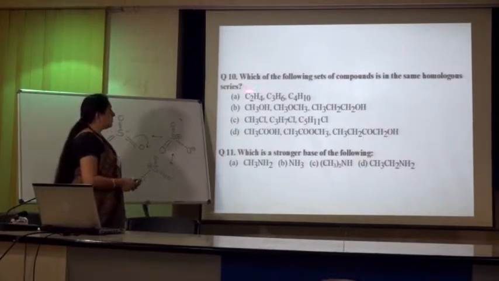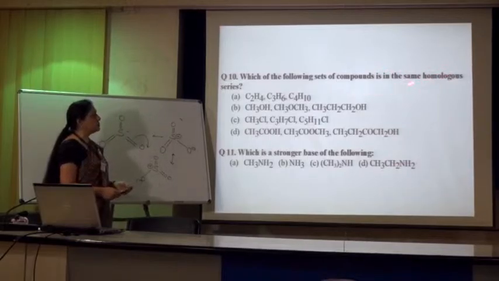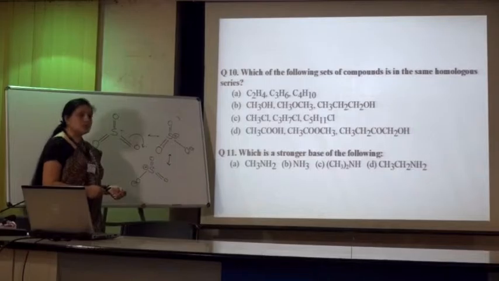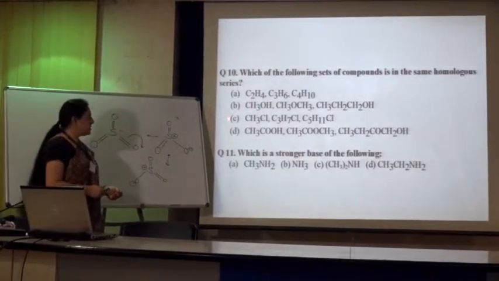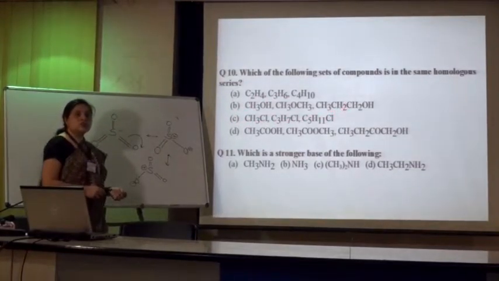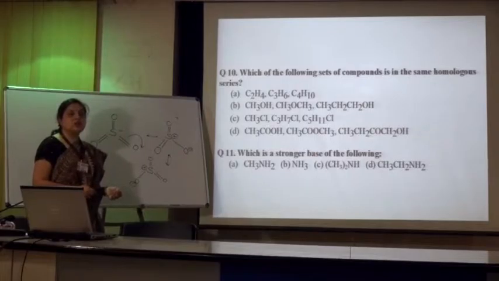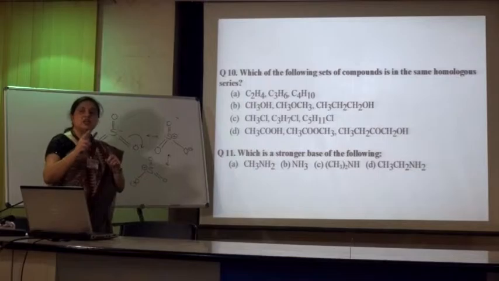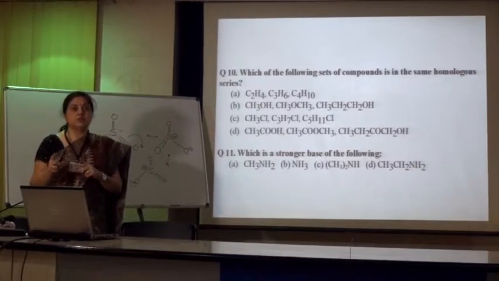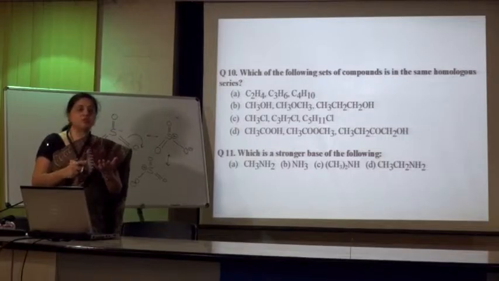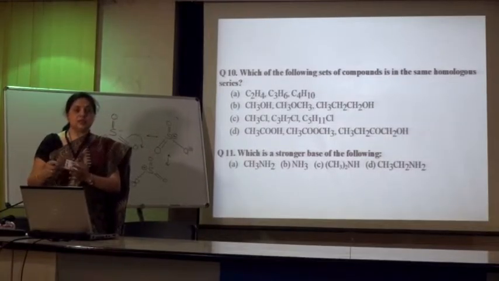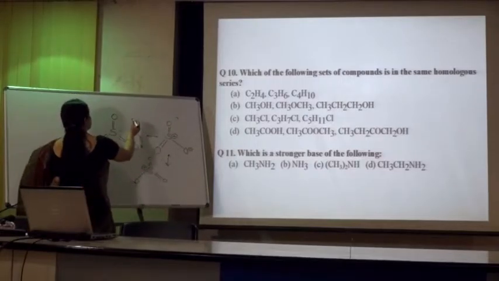Next question. Which of the following sets of compounds is in the same homologous series? I think C is the right answer, because when you talk about a homologous series, it is just the addition of which group? Homologous series: methane, ethane, propane. What is the difference between them? One CH2 group difference is there.